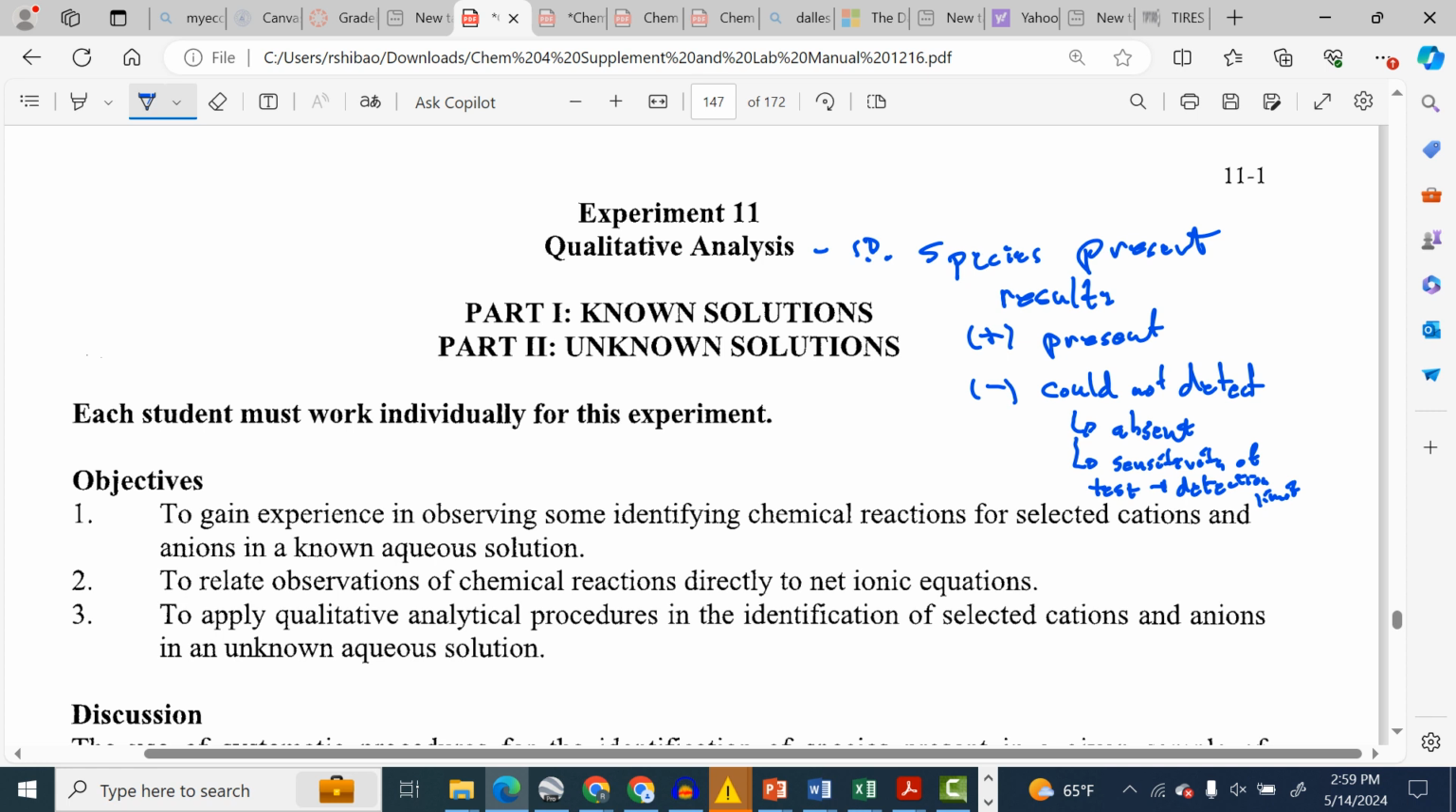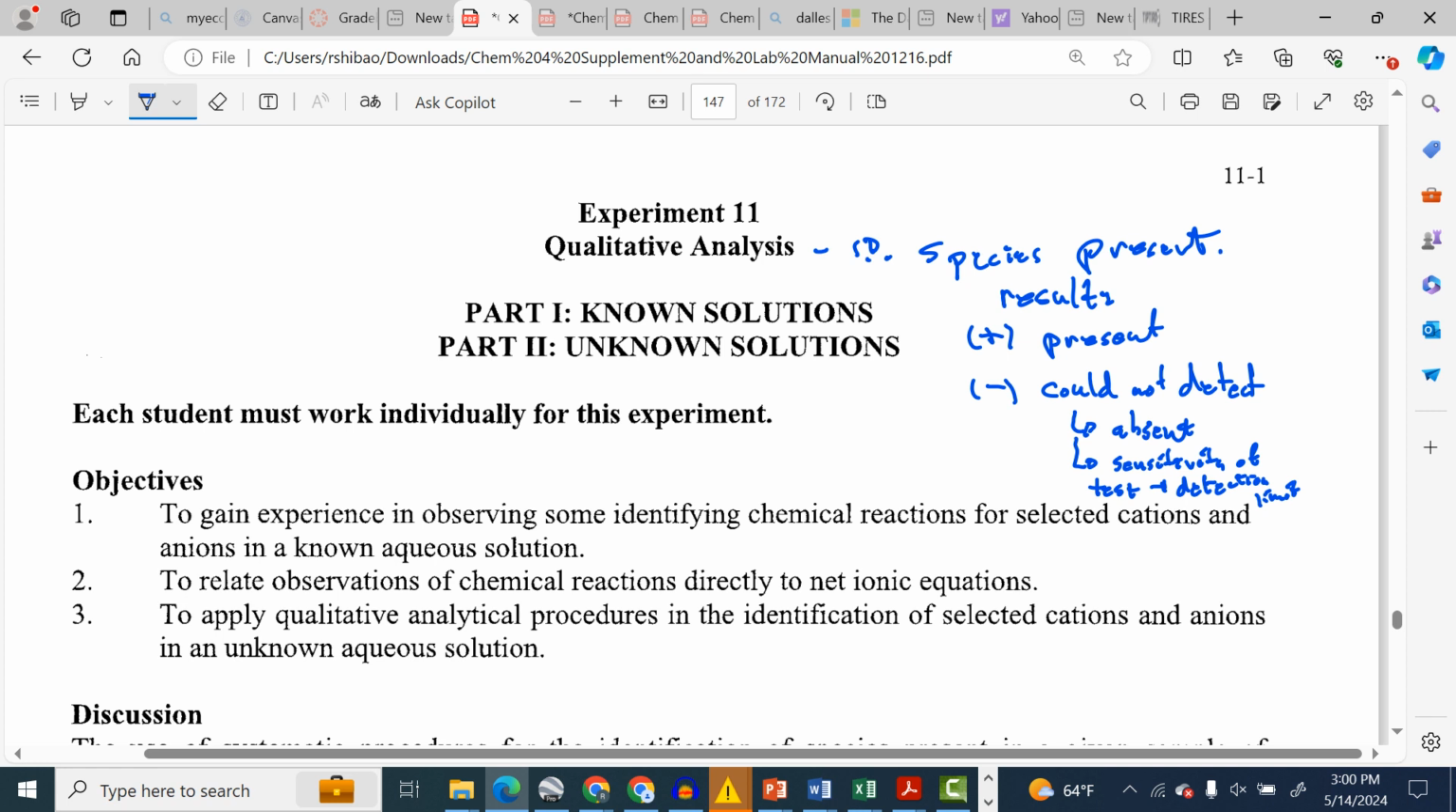But what we want to do is figure out what's inside here. And so what qualitative analysis does is it takes advantage of the chemical properties of lead-2, of other cations, in order to detect their presence. We're not analyzing for sodium, but we can analyze for sodium. That's qualitative analysis. We have another type of analysis called quantitative analysis. In quantitative analysis, not only do we want to detect what's present, we also want to know how much is present. And so in qualitative analysis, what we do is we ID species present.